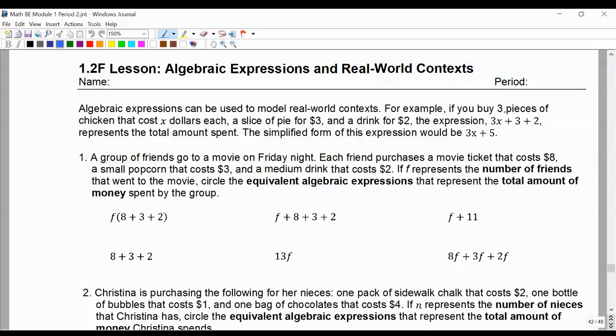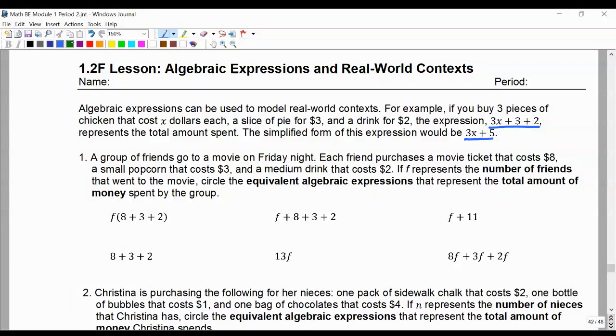For example, if you buy 3 pieces of chicken that cost X dollars each, a slice of pie for $3, and a drink for $2, then you buy 3 pieces of chicken times X, which is the cost, plus $3 for the pie and $2 for a drink. And then this simplifies down to this. So we're going to be making this first one and simplifying it down.